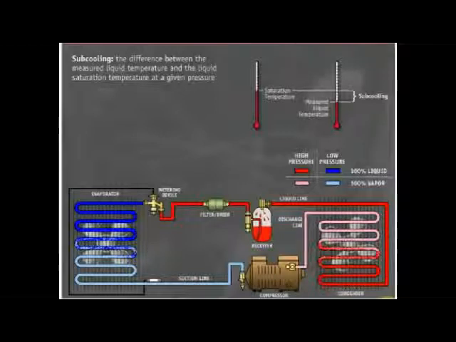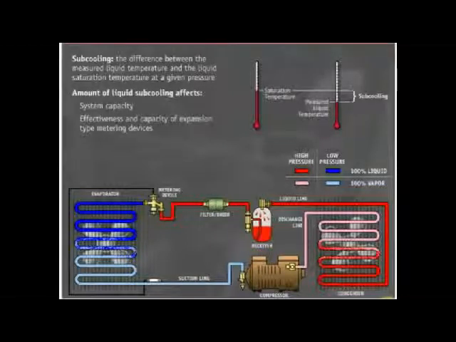Liquid subcooling may occur in a system anywhere from the start of the 100% saturated liquid point in the condenser to the metering device. It is important to know why a system must have the proper amount of liquid subcooling, as the amount of liquid subcooling affects system capacity as well as the effectiveness and capacity of expansion-type metering devices.